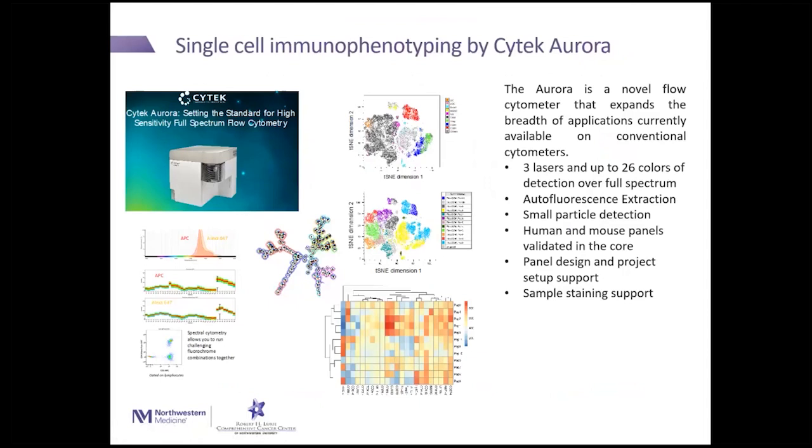So next technology is single cell immunophenotyping by Cytek Aurora. So the Cytek Aurora is a spectral cytometer. It's a very novel flow cytometer that expands the breadth of applications that were not available on the conventional cytometers. So the cytometer that we have in the core is a 3-laser one, and it can go up to 26 colors. It has very good autofluorescence extraction technique built into the machine software. It can detect small particles also.